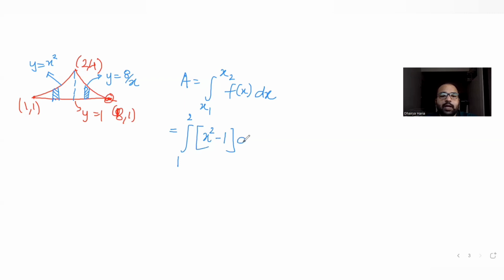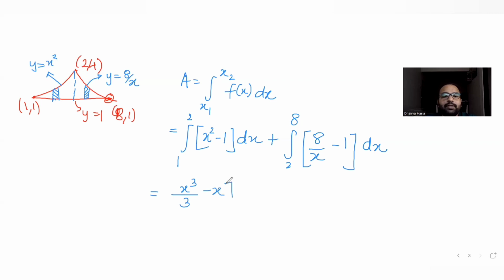So x square minus 1 dx, plus the other vertical strip has the limits from 2 to 8, and the curve is 8 by x because y is 8 by x. Again, I do not want the area below the line y equals to 1, so I'll subtract 1 dx. After that, if I solve this integration, it gives me x cubed by 3 minus x, limits from 1 to 2. And here it gives me 8 log of x minus x, again the limits go from 2 to 8.